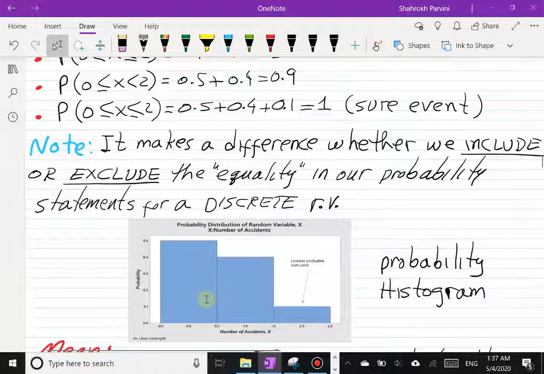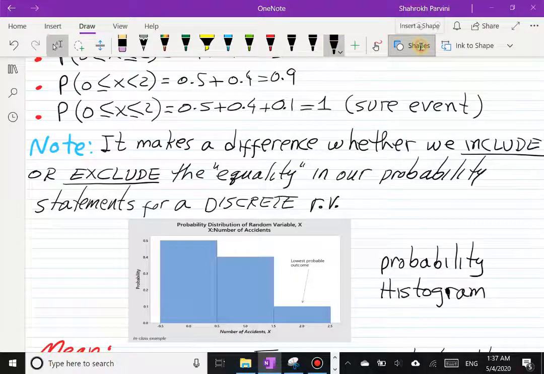Some other software actually use spikes. They use a tiny line that erects from 0, 1, 2. So this is what I mean. Let me show you an example of what I mean here. I'm going to insert a shape here. Let me use my pen. Okay, and I'll show you what I mean by spikes.